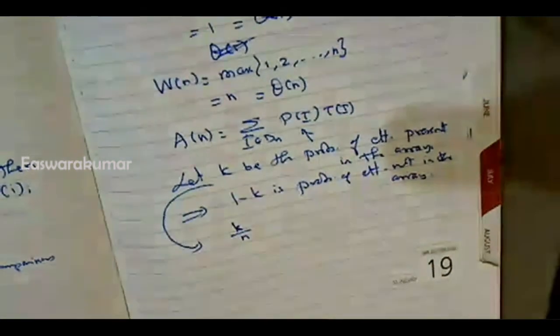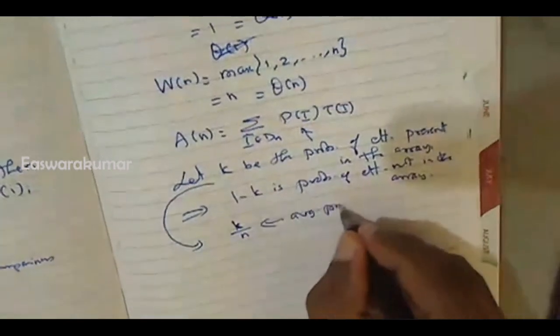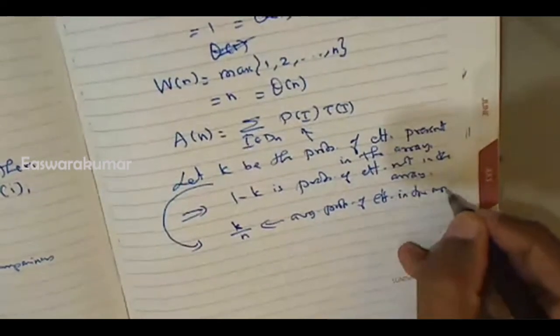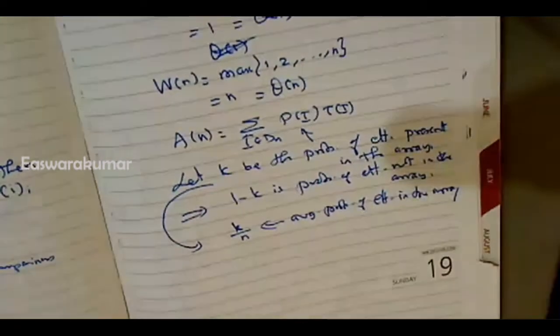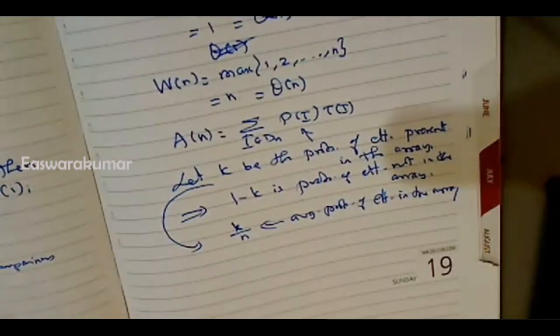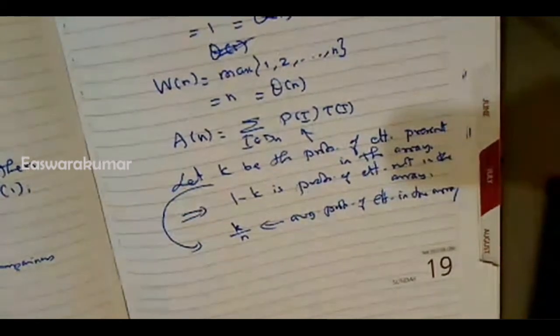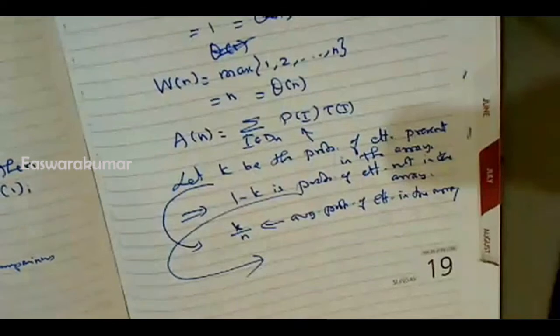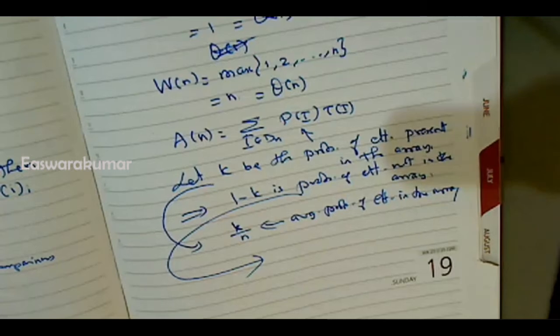So K is the probability of element in the array, and there are n such possibilities. So the average probability of element there in one position is K by n. Okay. And now, what is the average probability of element not in the array? Can anyone say?